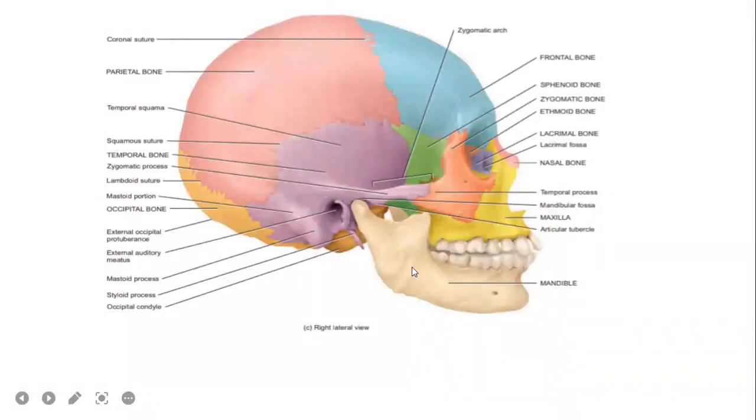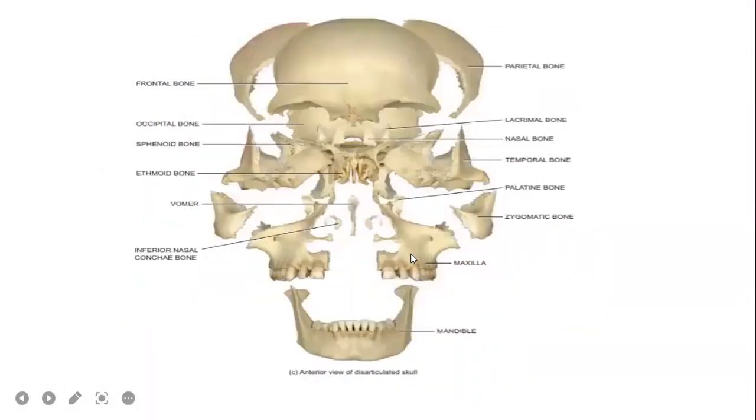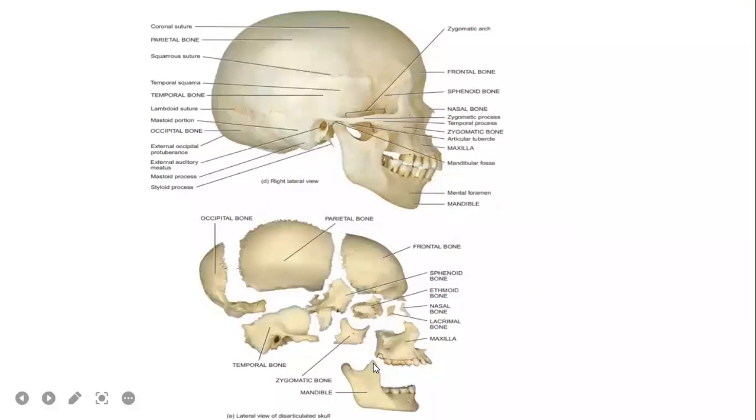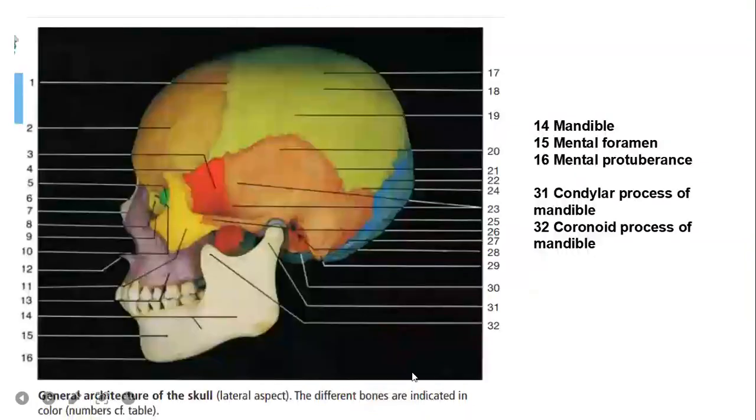And remember we did talk about the temporomandibular joint between the temporal bone and the mandible, and the joint itself is right there. In the disarticulated skull, we have the mandible at this location, and as well from the lateral view we have the bony mandible at this location. For a more detailed structure of the architecture of the skull, the bony mandible is right here, and for the few structures which are highlighted here, the part labeled 31 is the condylar process of the mandible, then 32 is the coronoid process of the mandible, 14 is the mandible bone itself, then 15 is the mental foramen, 16 is the mental protuberance.